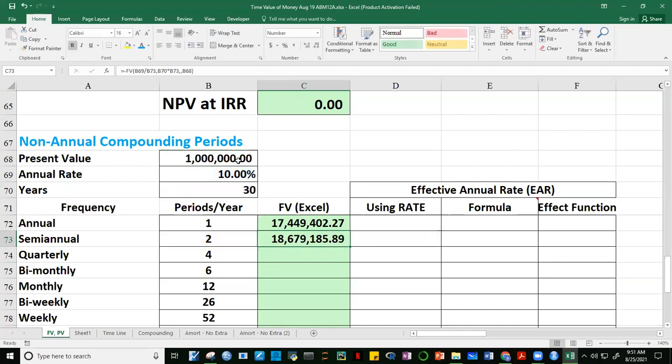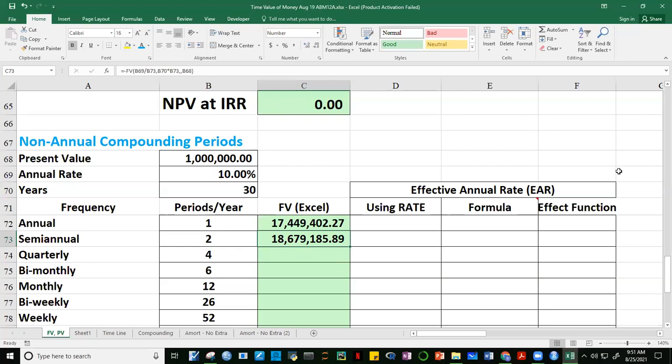So you notice, guys, that when it's semi-annual, the future value is 18679. When we compound, the greater the frequency per year, the greater the future value. So of course we expect that when the compounding is quarterly, the future value is even larger.